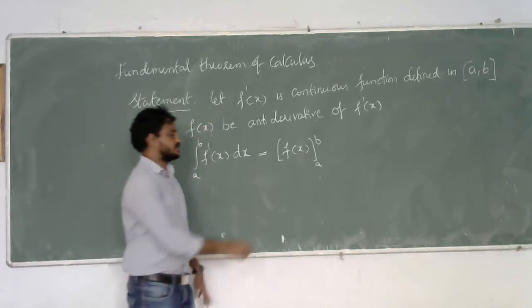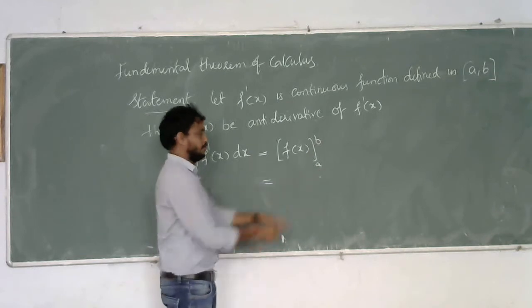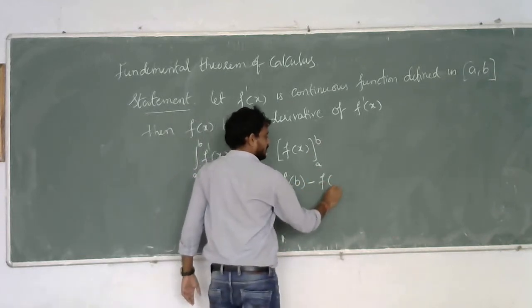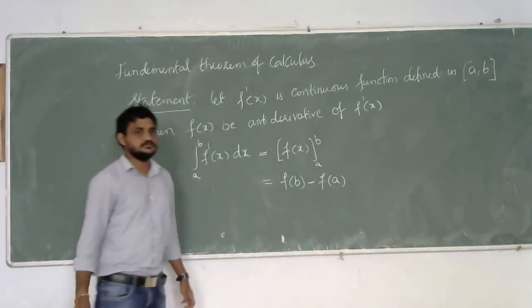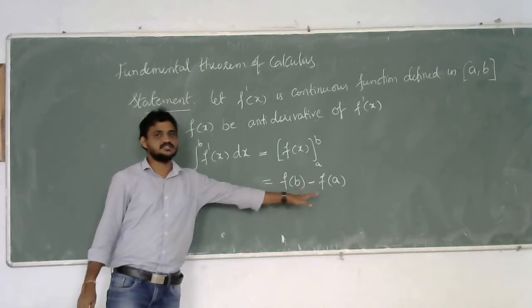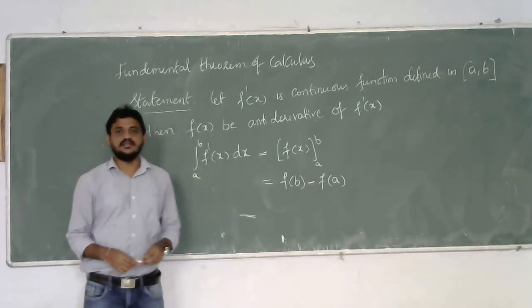Then apply the limits. So what are the limits here? b is the upper limit, a is the lower limit. So let us apply the upper limit first, f of b, minus the lower limit f of a. So integral a to b f dash of x into dx equals f of b minus f of a. This is the fundamental theorem of calculus.